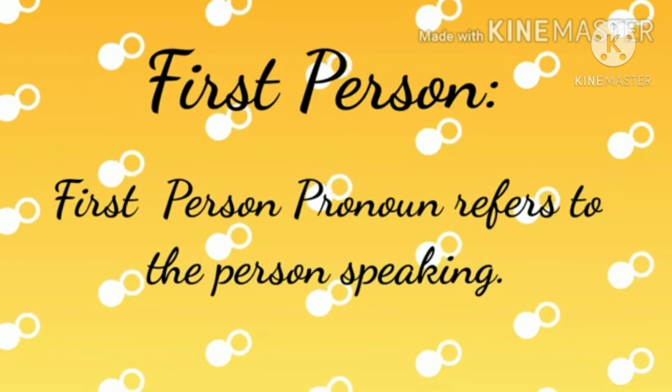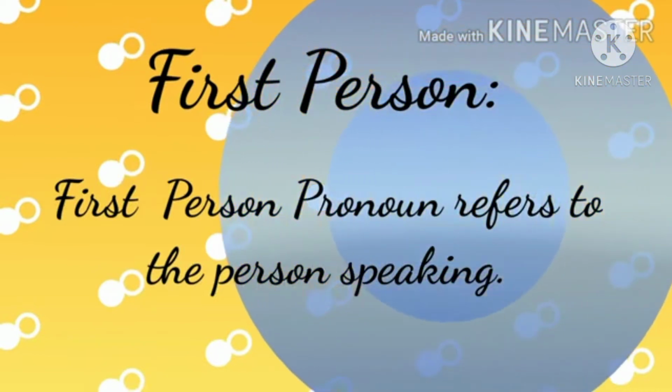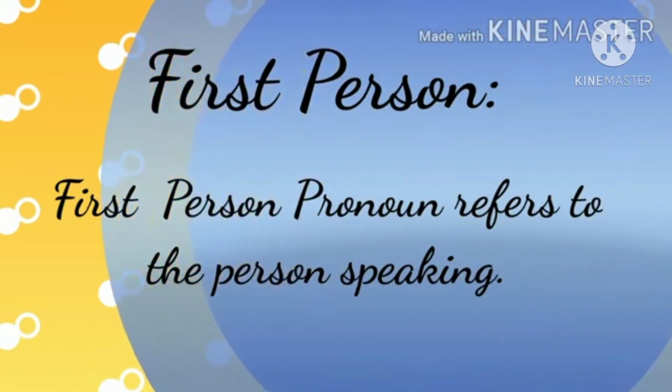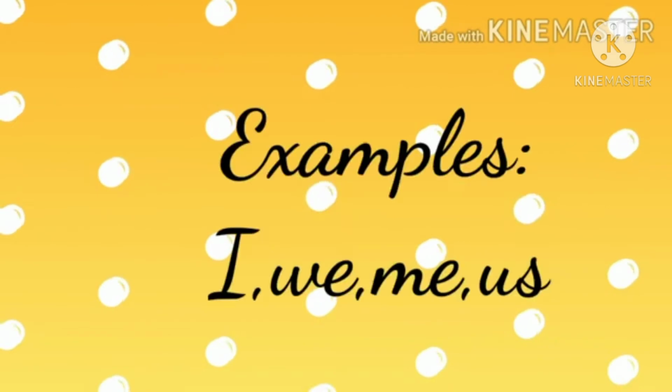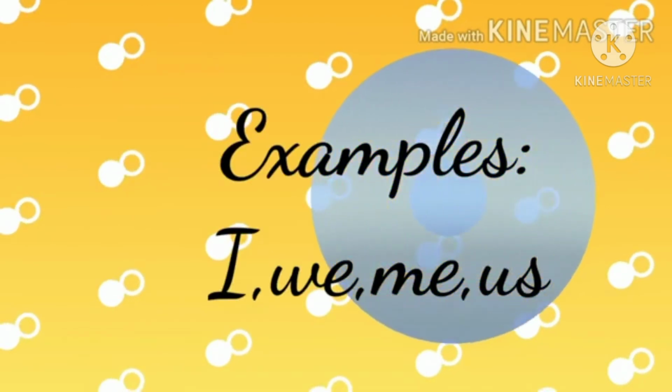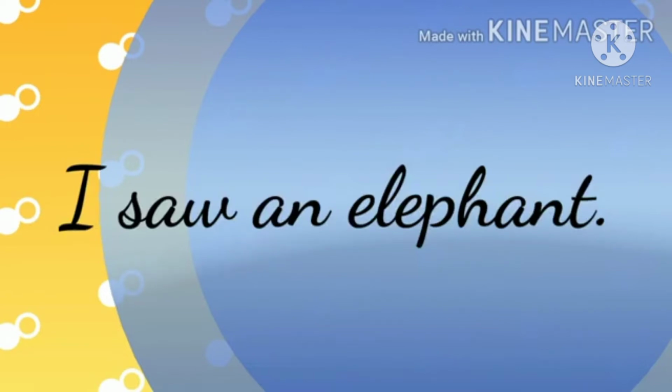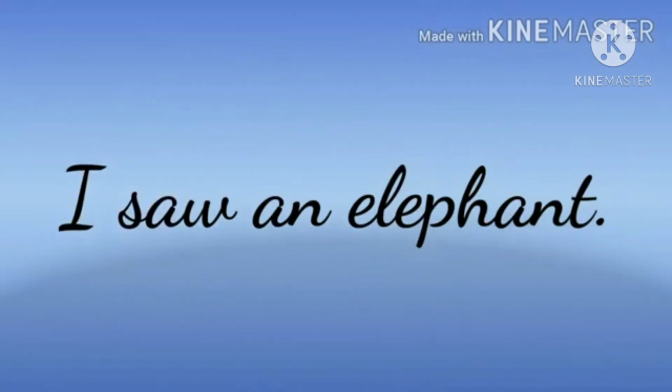Okay, let's see what is a first person. First person pronoun refers to the person speaking. That means pronouns that refer to the person or persons speaking are of the first person. Example, I, we, me, us. These are the examples of first person. Okay, now read this. I saw an elephant. Children, here which is the first person pronoun? Yes, here I is the first person pronoun.